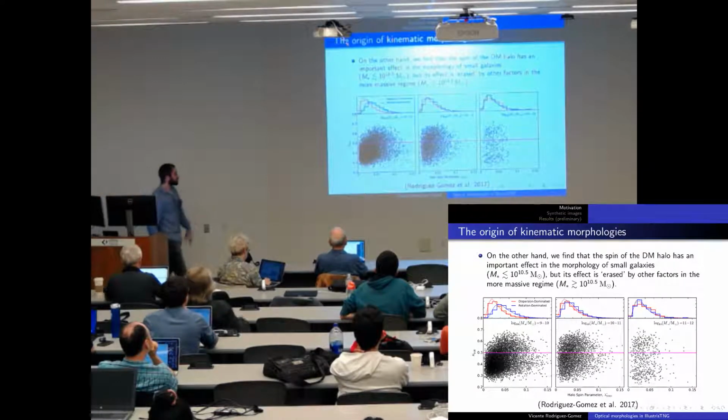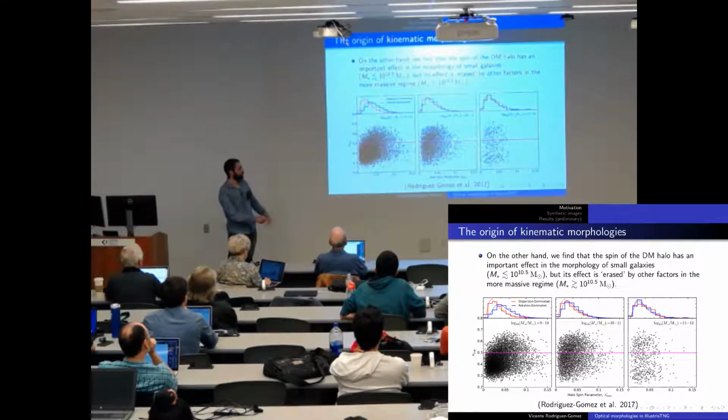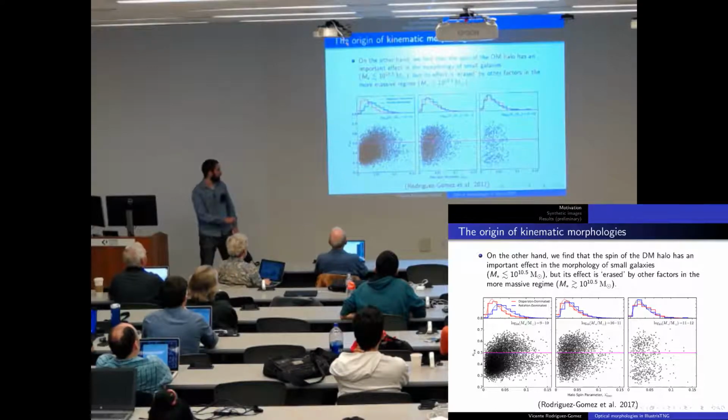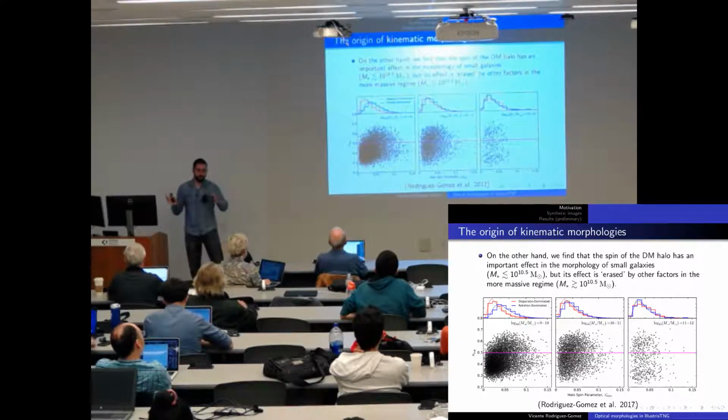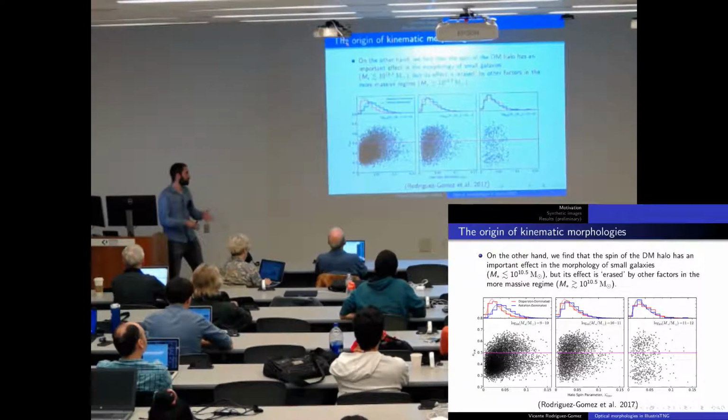Then we did the same with the halo spin, and we found the opposite: halo spin seems to matter more at low masses, and at higher masses, the effect of the spin seems to be erased by other effects like mergers, etc.